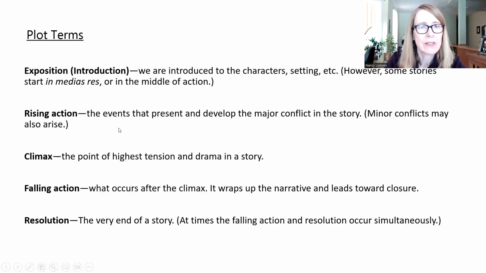Rising action. These are the events that present and develop the major conflict in the story. And there might be minor ones too. If it's a really short story, it's probably just one major conflict. But if you're writing a novel, whether it's for adults or for young adults or for middle grade readers, even picture books, you might have more than one conflict going on. But there should for sure be one major one.